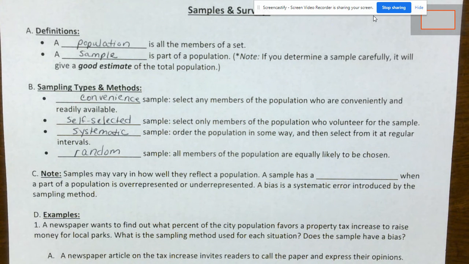So this sets up what we're going to be looking at as far as a population, a sample, and the different types of sampling that we can use when we conduct a survey.